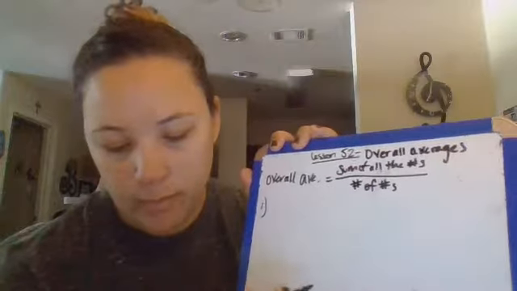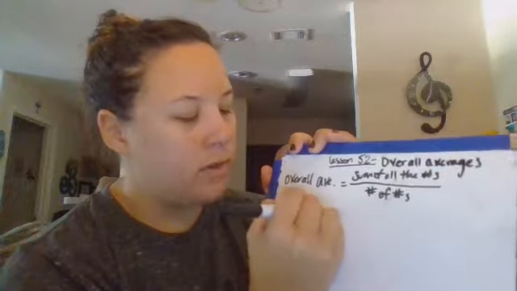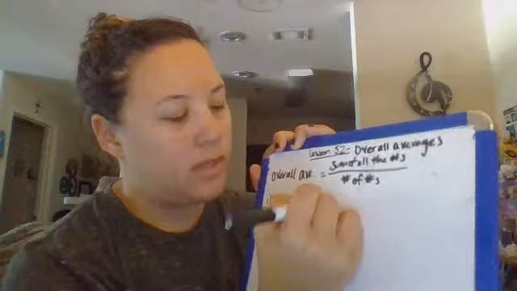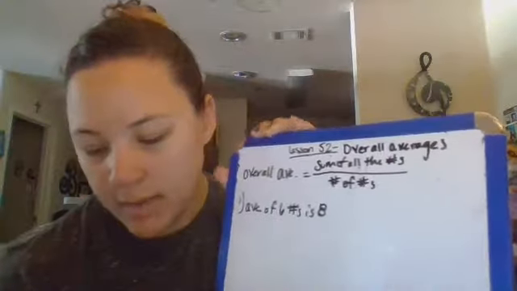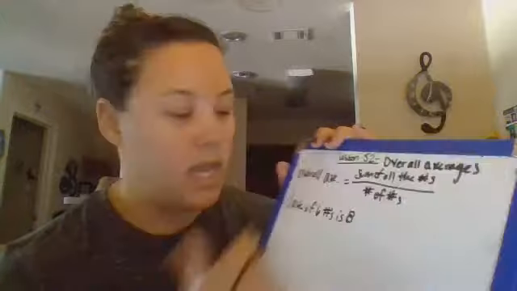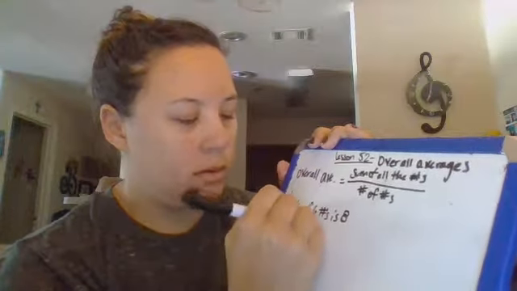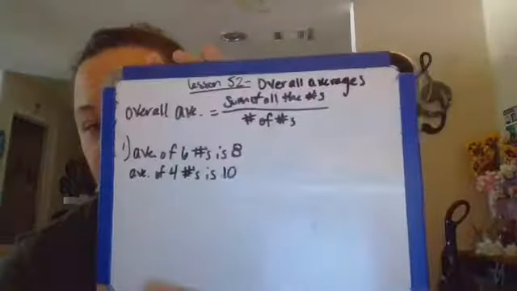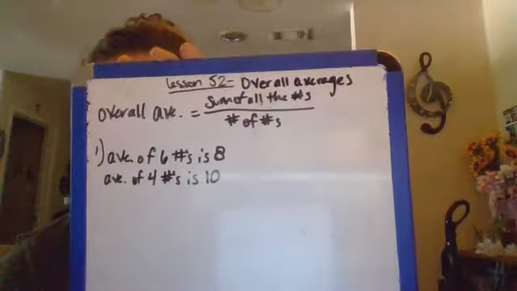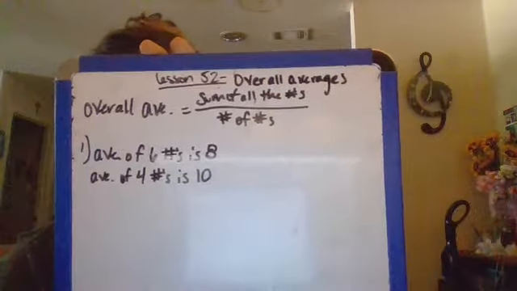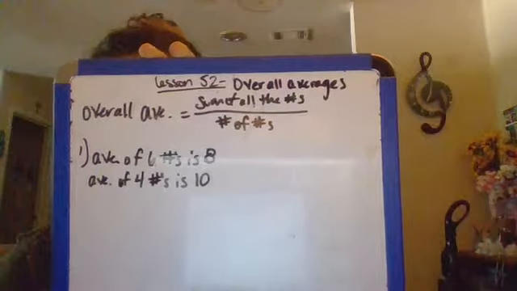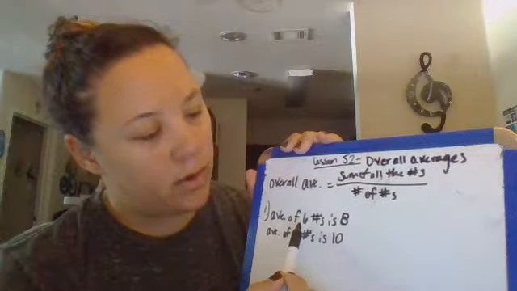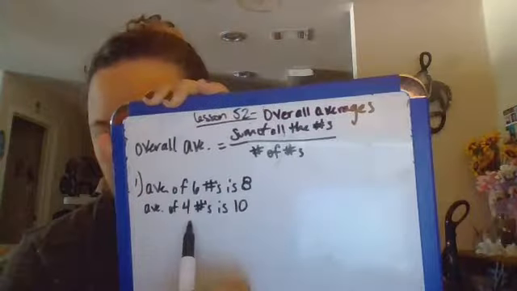So our first problem, we have an average of 6 numbers is 8, and an average of 4 numbers is 10. So in order to find the overall average, we need to first find the sum of all the numbers. So we know we have 6 numbers over here and 4 numbers down there.